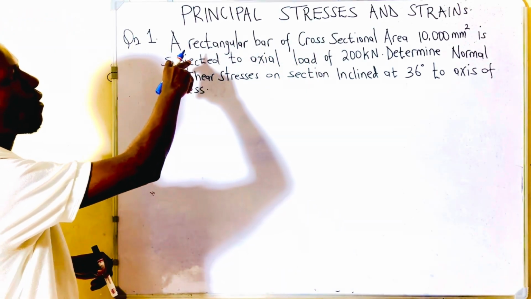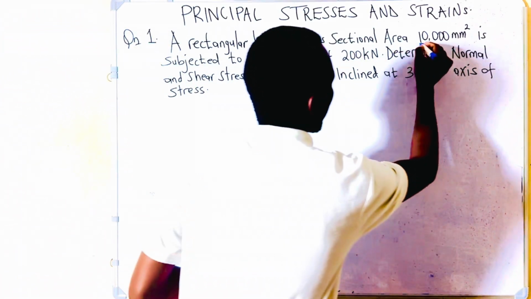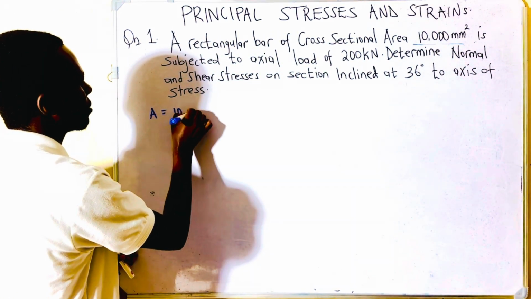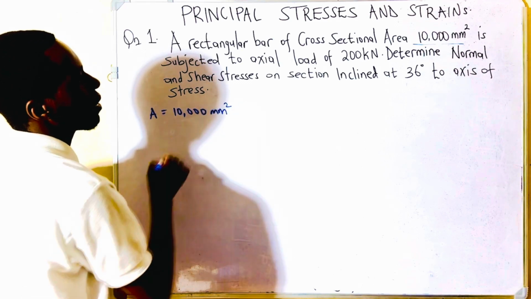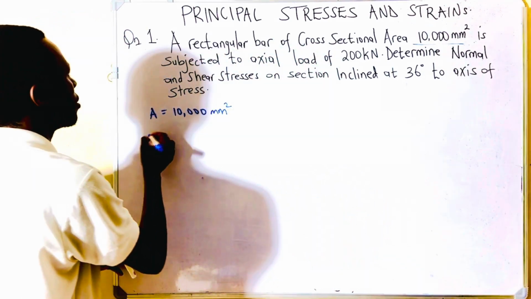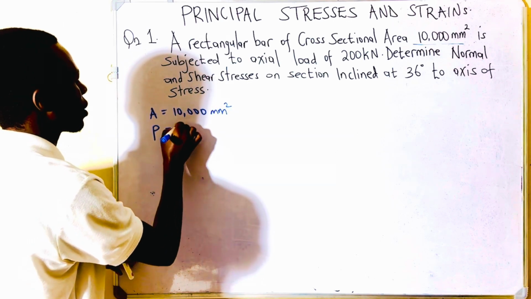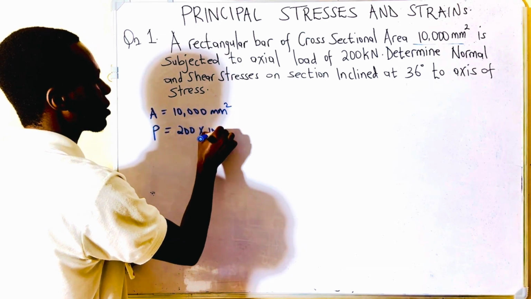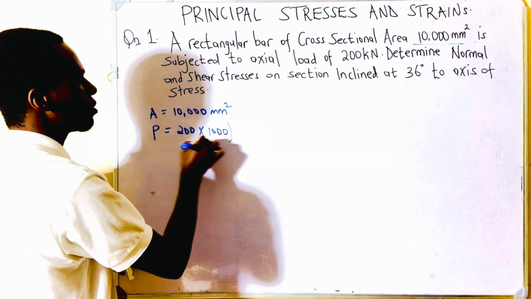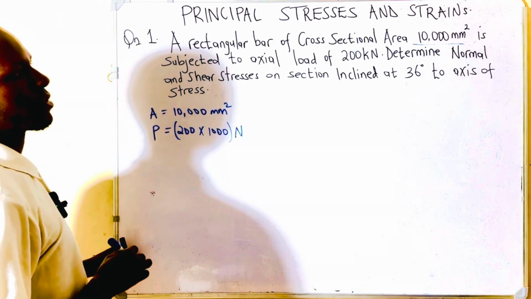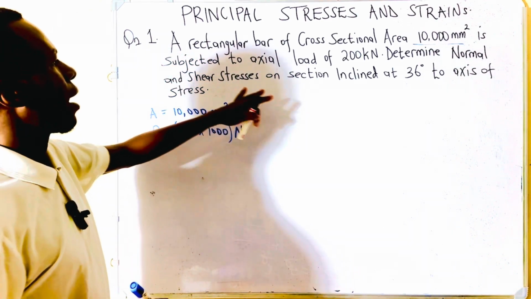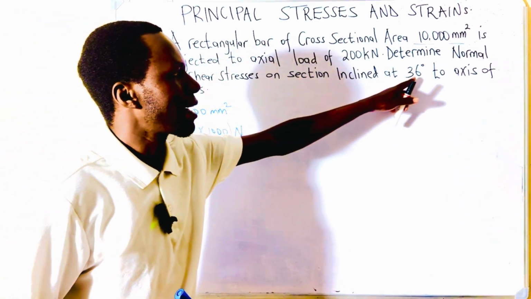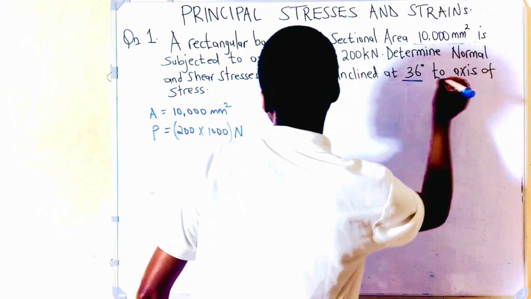The question says a rectangular bar of cross-sectional area. Remember, area is given, so let's take note of what is given. Area is 10,000 millimeter square. Then we know it is subjected to axial load, so load P is 200 kilonewton, which is the same as 200 times 1000 in Newton. You're supposed to determine the normal stress and shear stress on the section inclined at 36 degrees to the axis of stress.